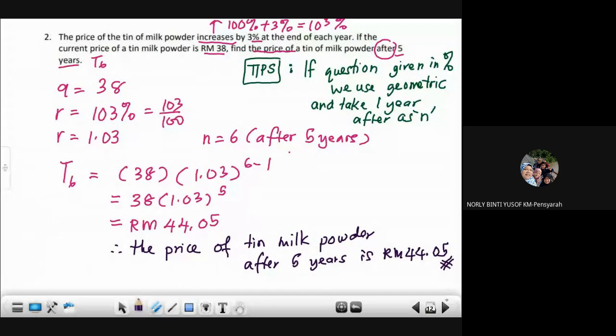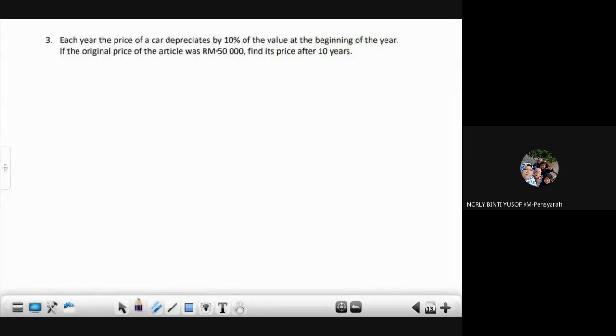Okay, sama juga dengan soalan nombor 3, nampak percentage kan, cuma kat sini depreciate. Depreciate tu maksudnya macam semalam lah kan, susut. Susut tu dalam bahasa Melayu tu susut lah. Susut tu adalah turun. So turun 10% each year lah. So bila turun, asalnya setahun 100%. Tolak 10% dapat 90%.